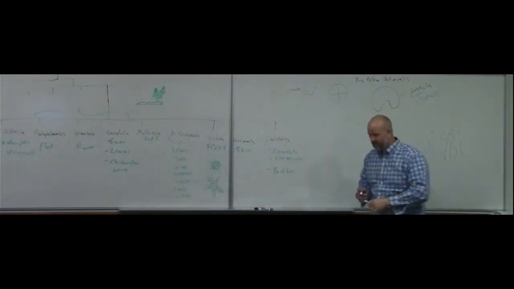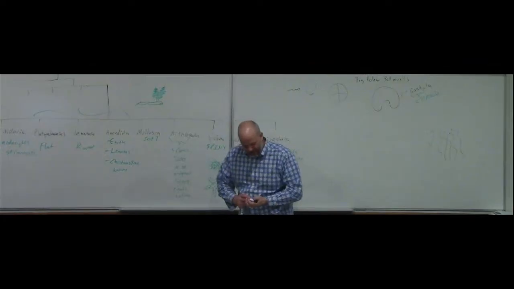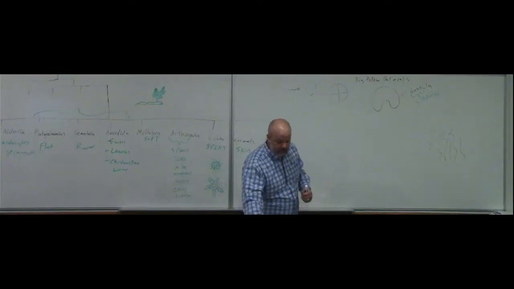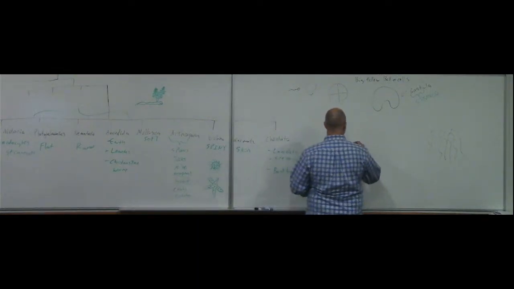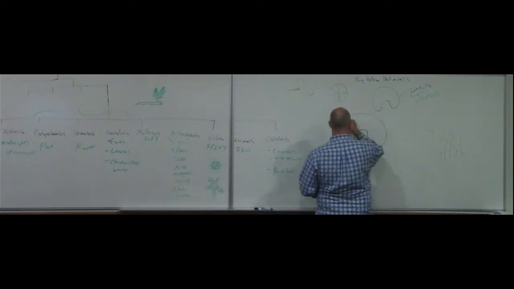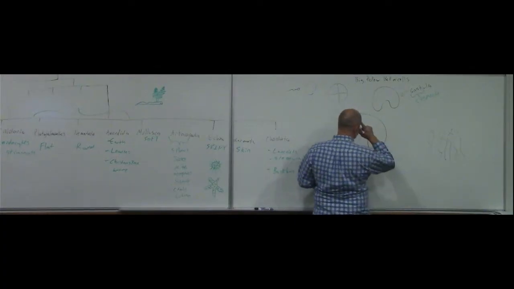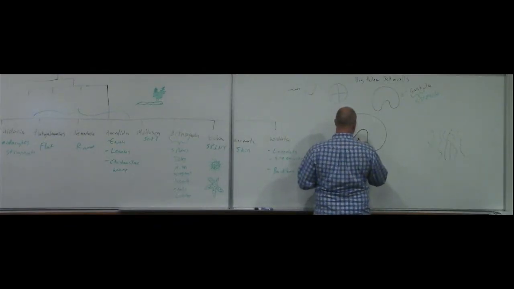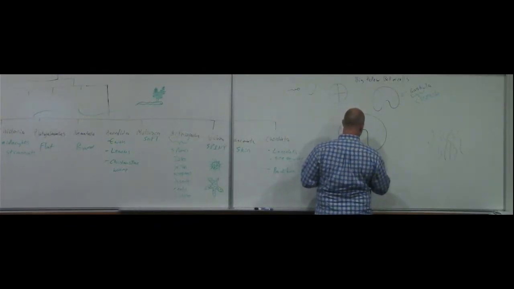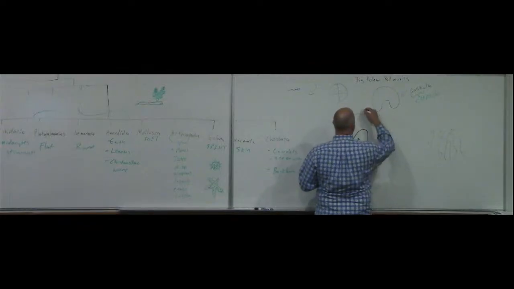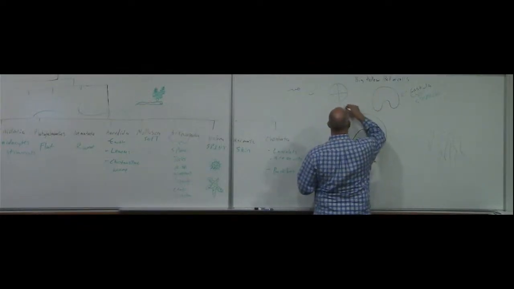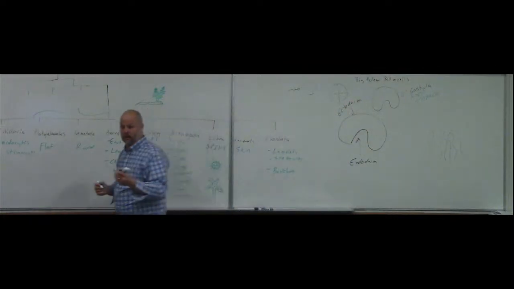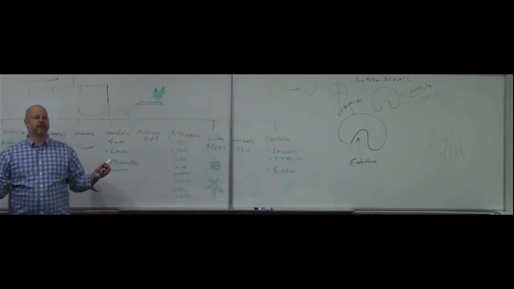Okay, now, from this blastula, we begin to have some basic tissue types that form. Okay, you're going to have endoderm and ectoderm at the very least. This is going to form endoderm, and this is going to be ectoderm. How many layers is that? How many layers is that?